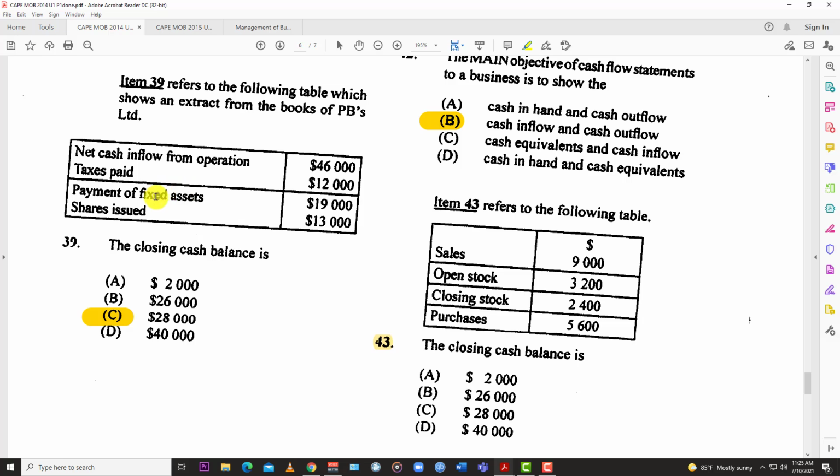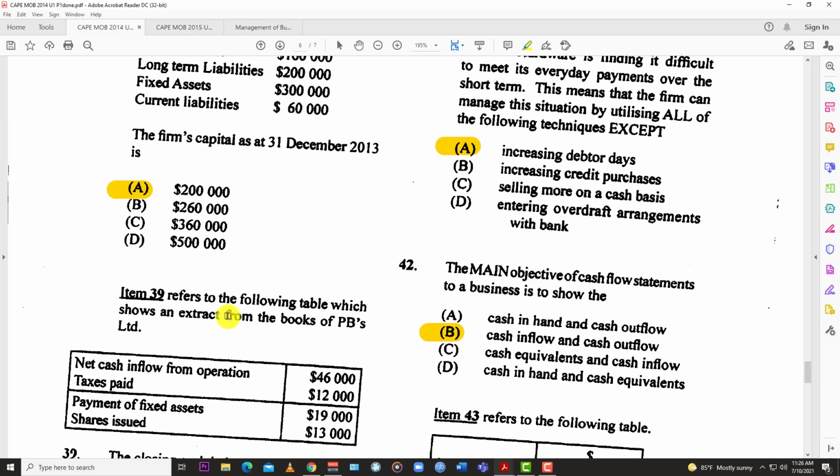Alright, so you take out all these. Your net inflow from operation, that's the 46, you minus the tax, because that's an expense, your payments for assets minus that also, that's a payment, and then the issue of shares, that's cash coming in, and so we have 28. So it's the outflow and the inflow. You have the inflow minus the outflow, and you get the overall closing balance, right? So that's the 28. Again, go back to the 2013 paper and you see that one.